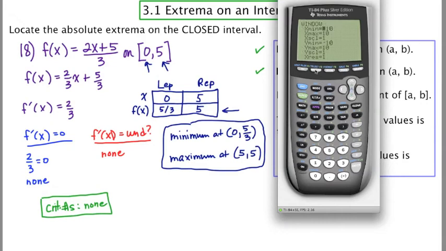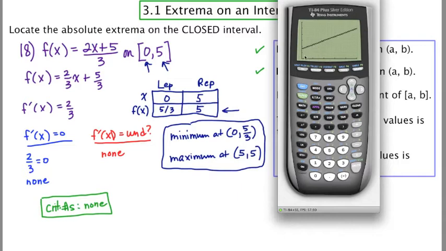Okay, and then for my window, I'm going to go from 0, which is my left endpoint, to 5 by 1s. And I'm going to go from 0 to 6 for my y's. All right, so I'm going to graph this. And not surprisingly, it's a line. And we're supposed to find the lowest point on this interval and the highest point.